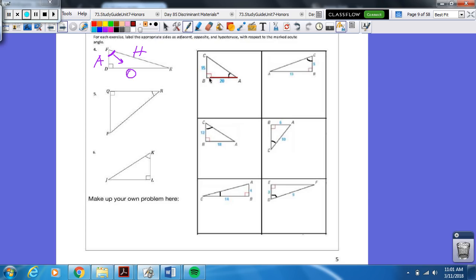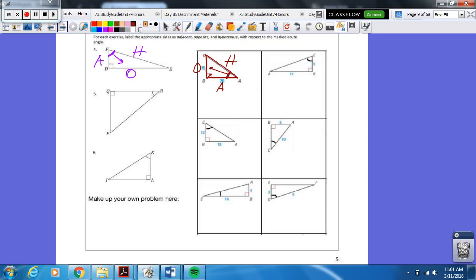All right, let's look at this one right here. I got A, B, C right there. Here's the reference angle. First, hypotenuse, lock it in, opposite the right angle, easy. Opposite here, adjacent there. Got it. Okay, see if you can do the others. Pause the video. Ready, set, go.